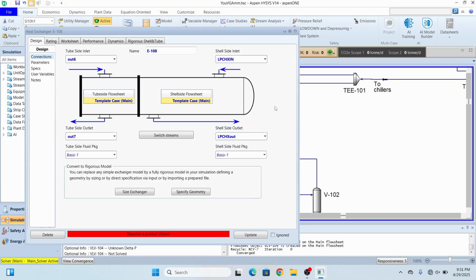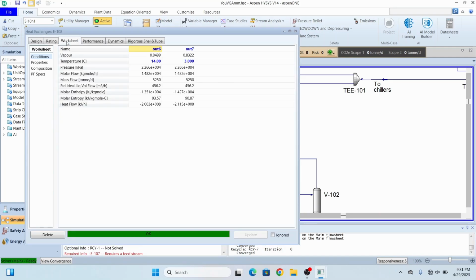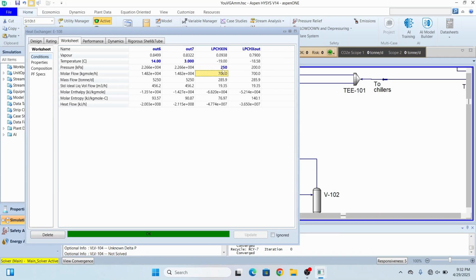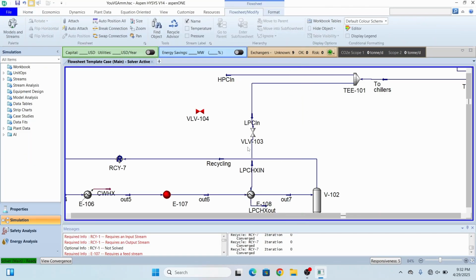So that is good. Now you can see that my simulation has been solved. I will go to the worksheet. Now you can see that only a very small change in temperature is happening. If you want, you can increase the pressure of the let down to 250 kilopascal. Now you can see that the temperature change has increased, and the delta T is minus 13 and 3. You can say 15 to 16 degrees delta T is present. So that is good.